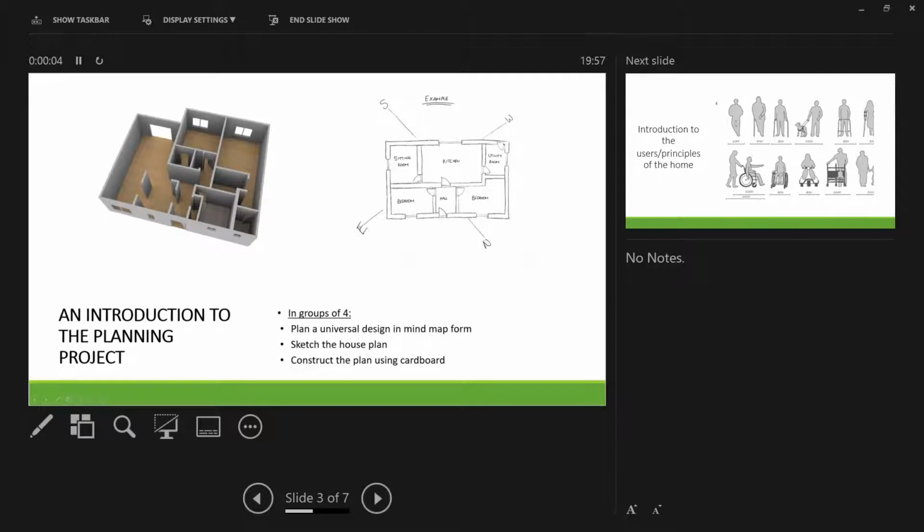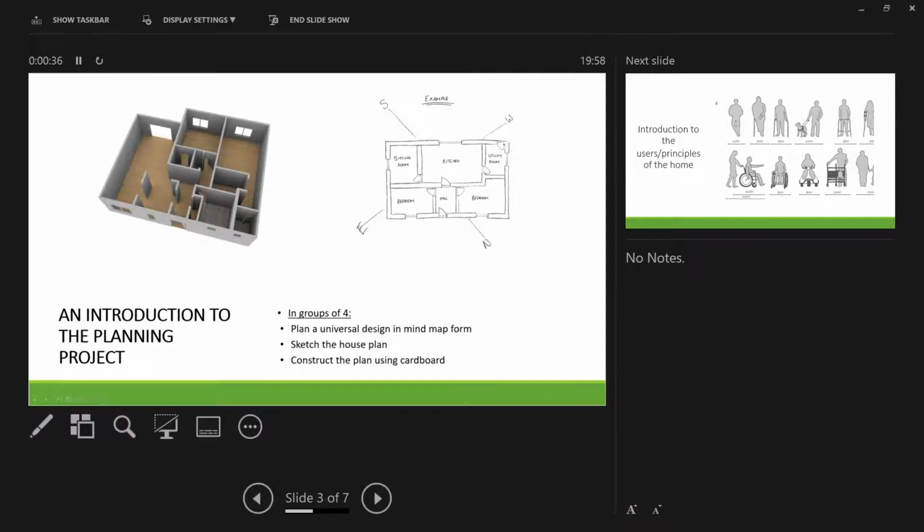What we're going to do is we are going to be divided up into groups of 4. So we're going to be mixed into groups, and it'll be 6 groups of 4 because there are 24 in my class. We're going to be planning over the course of 5 weeks, in a number of lessons, how we're going to design this universally designed house, and we're going to make sketches of it, and we're going to then construct it out of cardboard.